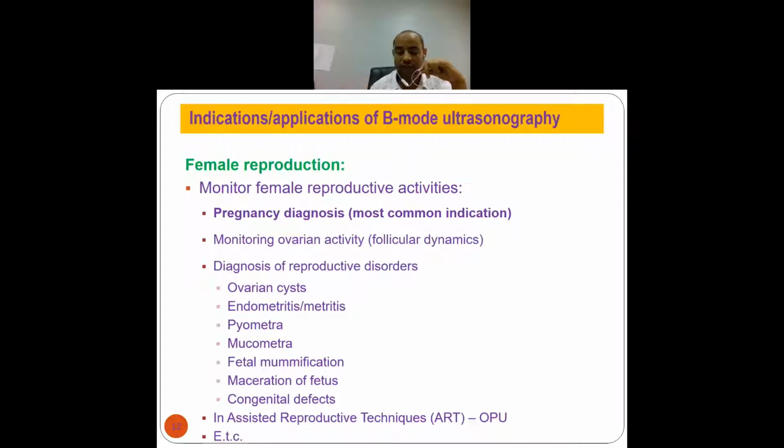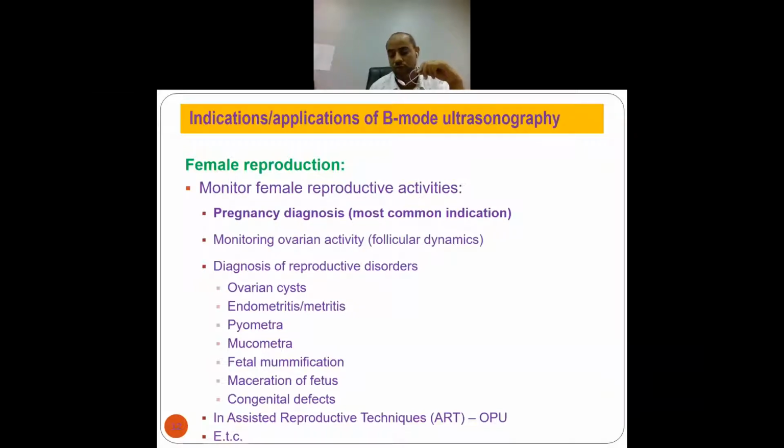Mucometra, fetal mummification, maceration of the fetus, and congenital defects can also be diagnosed using this ultrasound machine. In addition to that, the ultrasound machine can also be used to apply the assisted reproductive techniques.